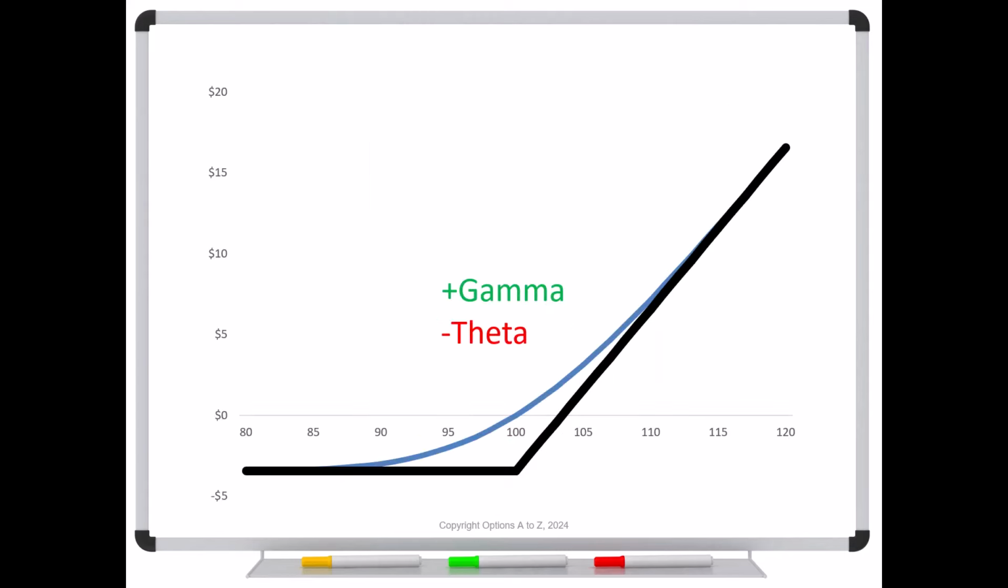So let's look at an example. Let's say you have the $100 call. In black is our risk graph at expiration.